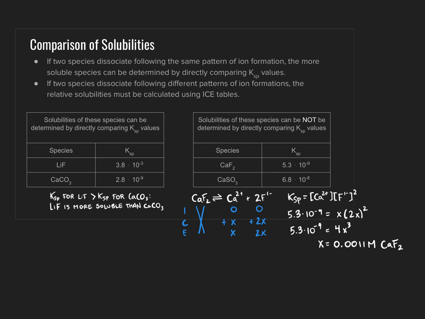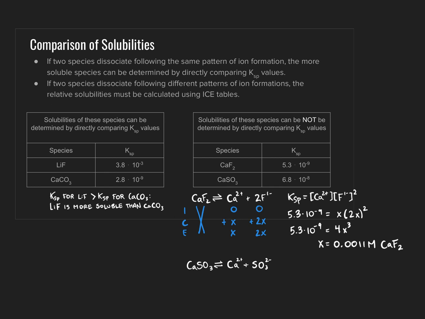And recall, per our conversation, the x value in a solubility problem is always equal to the molar solubility of that dissolving solute. So 0.0011 moles per liter of my calcium fluoride will have dissolved into our solution. All right, so far so good. Looks just as we expected it to. Now let's do the exact same process, but now for the solute calcium sulfite. Again, writing my dissociation equation, I see calcium sulfite dissociates into calcium ions and sulfite ions.